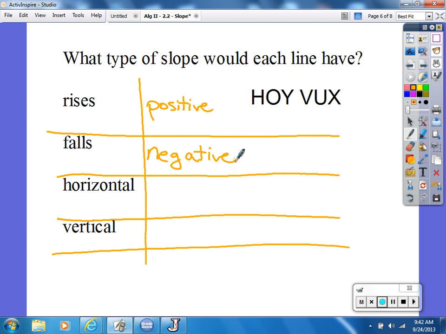And this is the part most students have trouble with. Rising and falling, you guys are fine. You know which one's which. But horizontal. Horizontal is like this floor, right? Okay? Let's pretend I'm skiing across this floor. What slope does it have? 0 is right. It is 0.